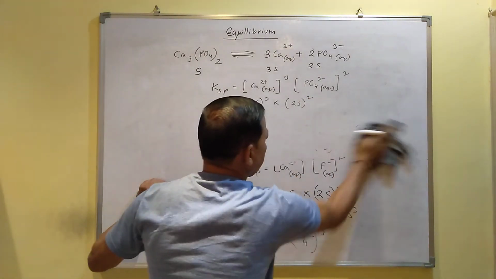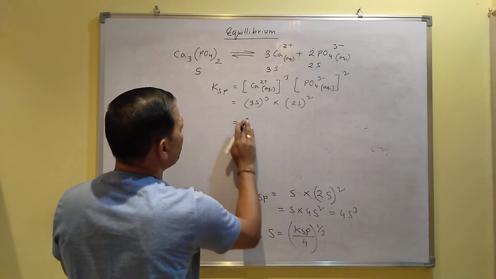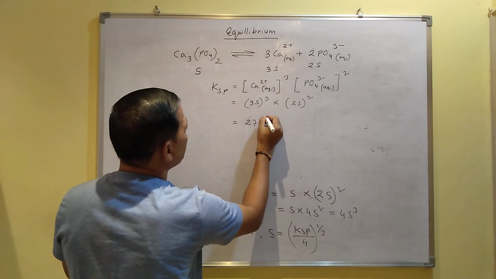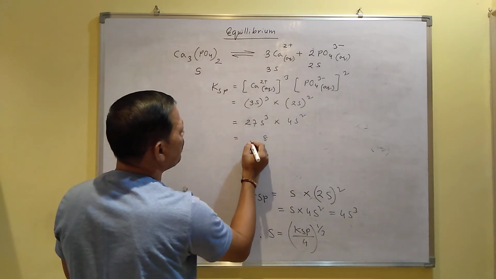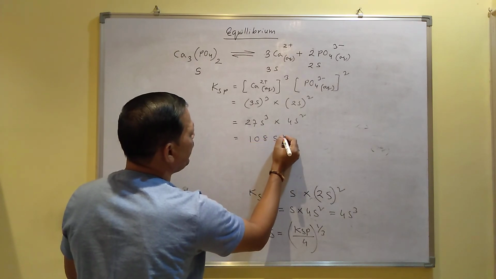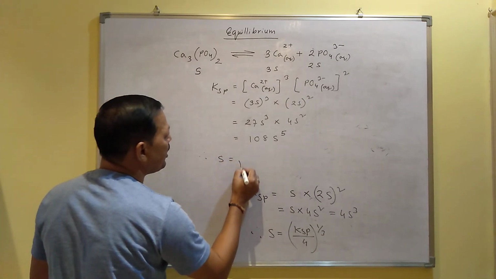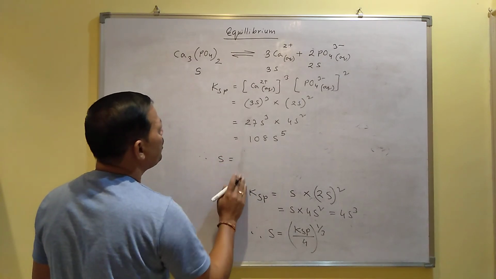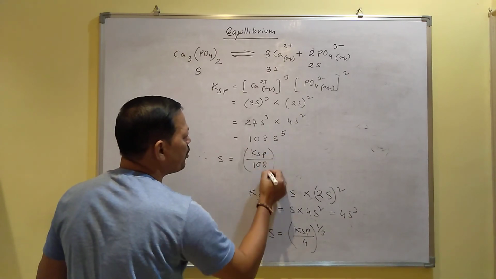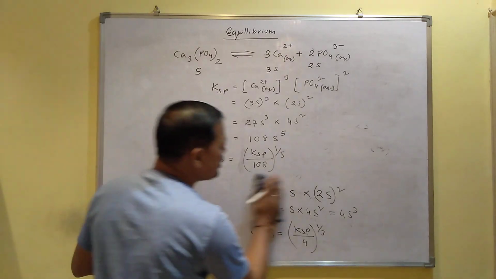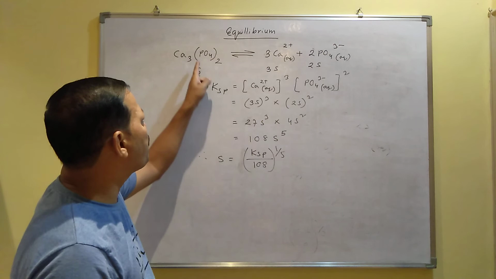Now this becomes 27 S cube, and this becomes 4S square. Ultimately you will get 108 S to the power 5. Therefore S is equal to Ksp divided by 108, whole to the power 1 by 5. So this is the relation between solubility and solubility product for calcium phosphate.